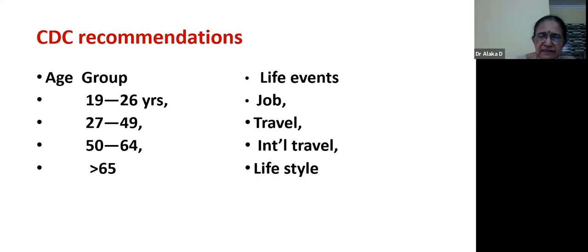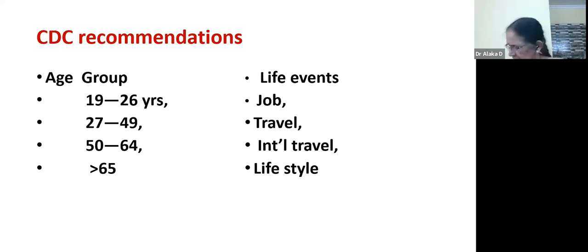CDC recommends many things. CDC recommends vaccines in the different age groups. So they have grouped them like this: 19 to 26 years, 27 to 49 years, 50 to 64 years, and the age group more than 65 years.